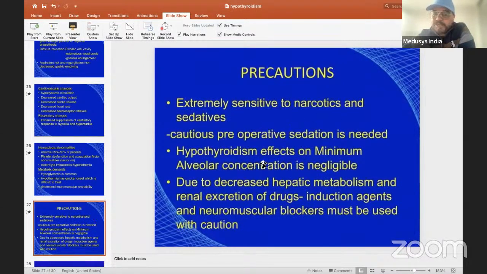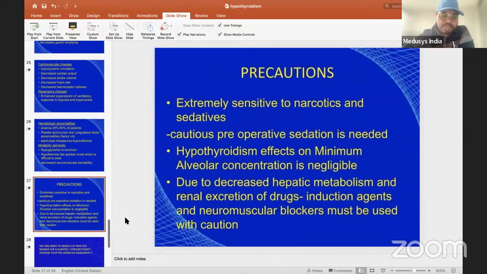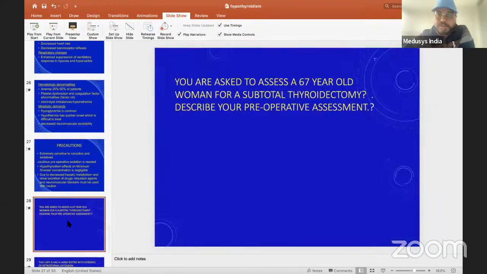Again, hypothyroidism affects minimally the MAC of the inhalation anesthetics. Due to decreased hepatic metabolism and renal excretion of the drugs, induction agents and neuromuscular blockers must be used with caution. Now, these are the basic small things that I needed to tell you.